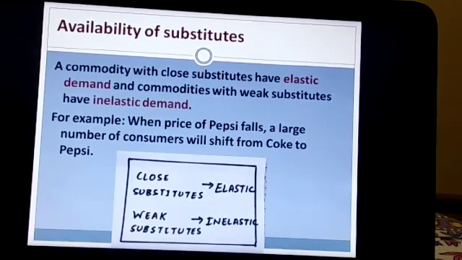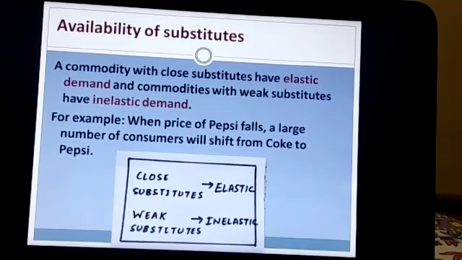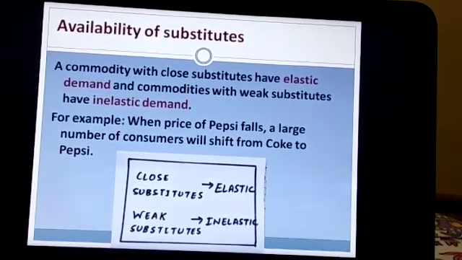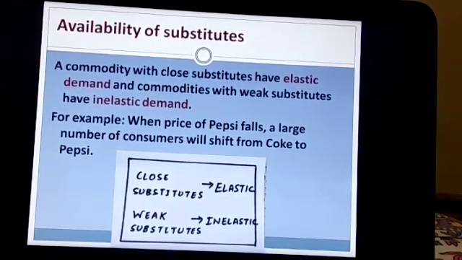They have taken the example of Pepsi and Coke. Pepsi and Coke are said to be perfect substitutes. If people are not getting Coke, they will get Pepsi. So we take the example, when the price of Pepsi falls, a large number of consumers will shift from Coke to Pepsi. Because the price of Pepsi fell, people having Coke will move to Pepsi. There will be a large increase in demand for Pepsi.